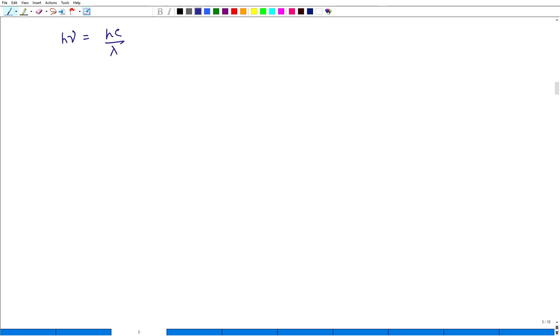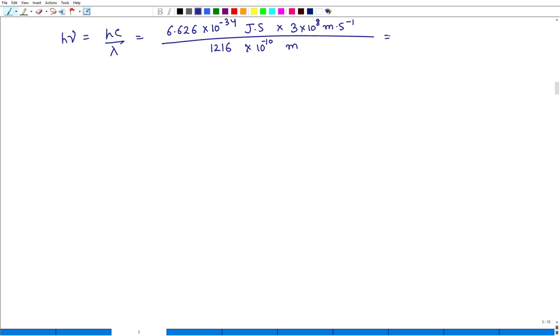hc by lambda. As we know, h is 6.626 into 10 to the power minus 34 joule second. c is 3 into 10 to the power 8 meter per second, and lambda is given as 1216 Angstrom, which means 10 to the power minus 8 centimeter. We are dealing with meters, so it's 10 to the power minus 10 meter. So this is our expression. We have to calculate the value.